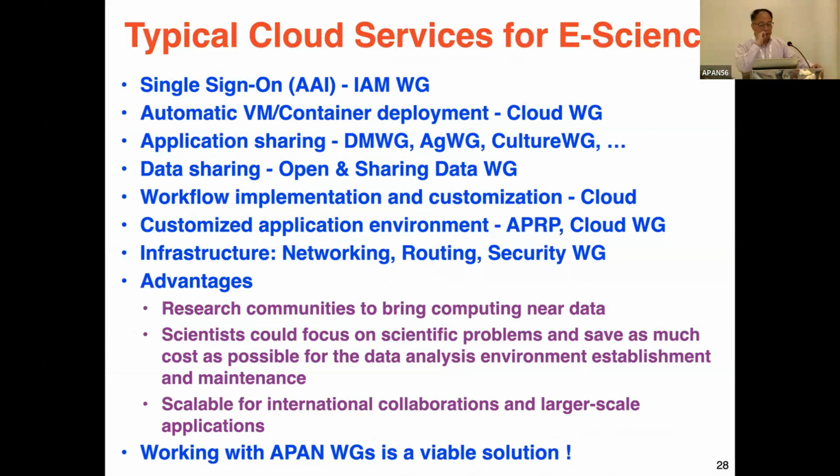In my talk, I think collaboration with different working groups in APAN provides a very good opportunity for us to work together to achieve more. That's at least a starting point. Many easily accessible resources are already there, as I mentioned, from single sign-on to cloud deployment, application sharing, data sharing, application support, and of course the infrastructure from networking, routing, and security. If you stay here for the whole week, it will be very useful to join the working group meetings to understand what they are doing and see if there's any good opportunity to work together. That's our suggestion.